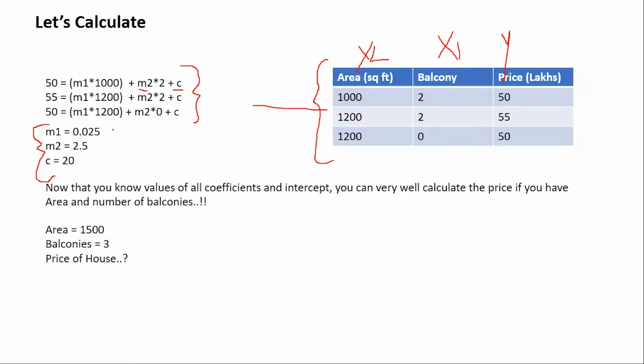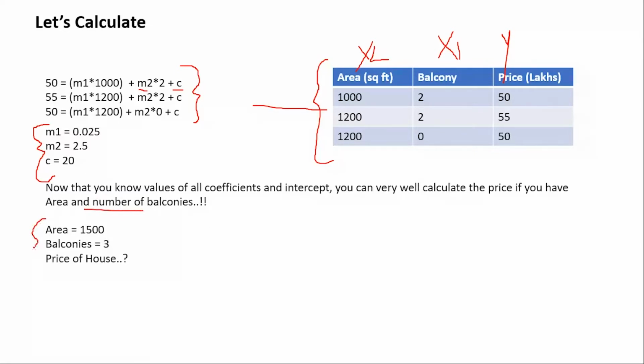Once I have calculated the values of, let's say, m1, m2 and c, in future if I get any value of area and balcony, that is your x1 and x2, it will be very easy for me to find out the price of that particular house.